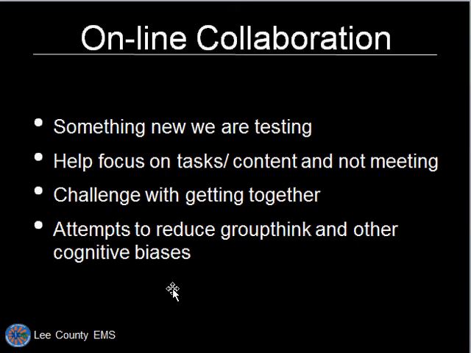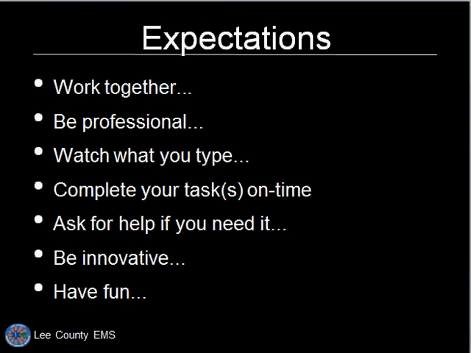And cognitive biases are a deviation in judgment or decision making. It's out of the scope of this screencast to talk about cognitive bias, but if you Google groupthink or cognitive bias, you should get a pretty detailed wiki page on both of those topics. So what are the expectations?